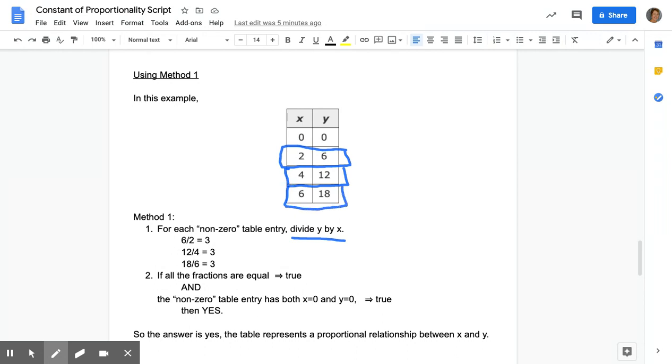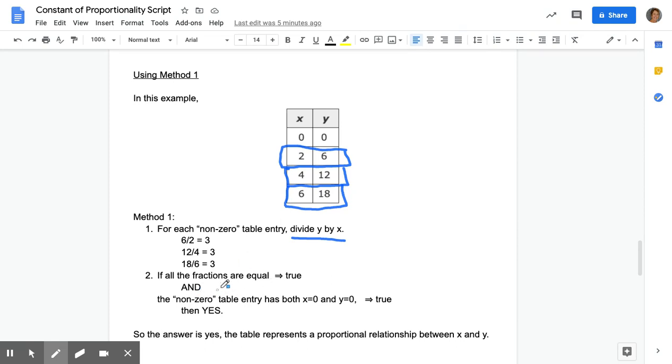So for each one, we're going to divide Y by X. The first one here, 6 divided by 2 is 3. The next one, 12 divided by 4 equals 3. And this one, 18 divided by 6 equals 3.